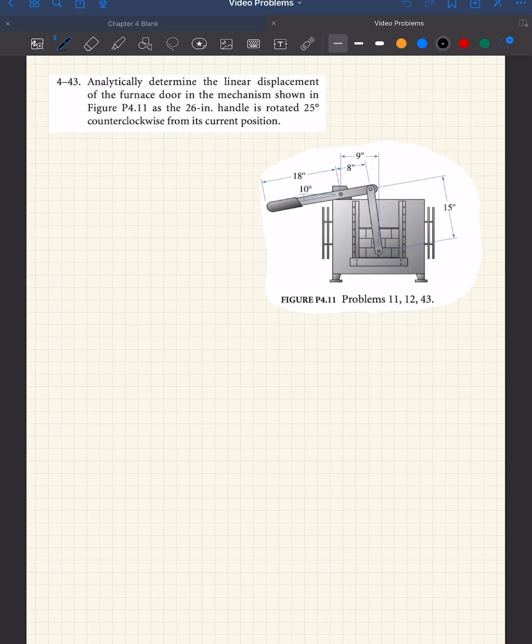So, to set this up, we first need to get a bearing on the location of where our furnace door is right now, and we're going to do that in reference to this pivot point here. So let's start by drawing a kinematic diagram of what we got going on. So we'll draw that pin being on the ground. Go ahead and we'll label our pins up here.